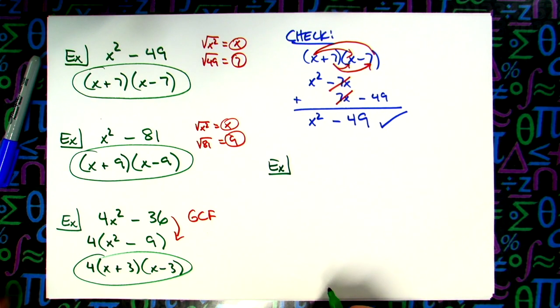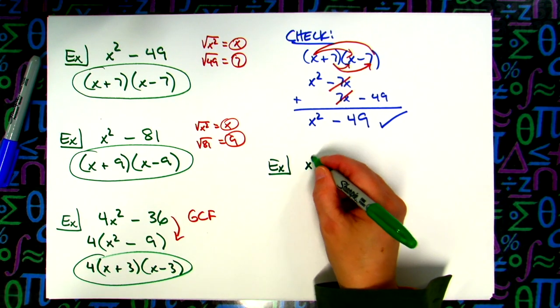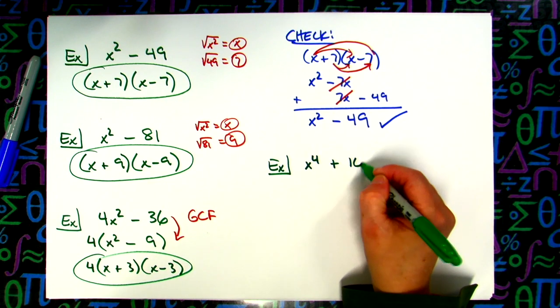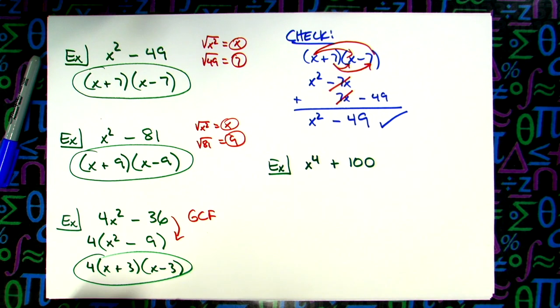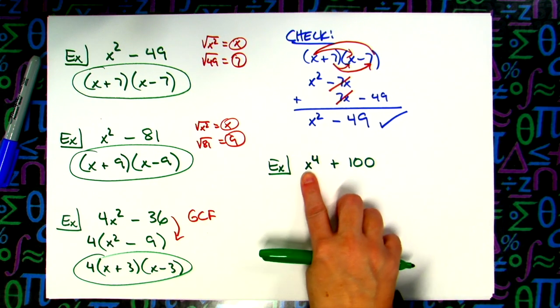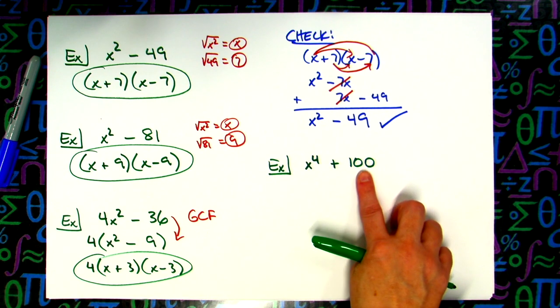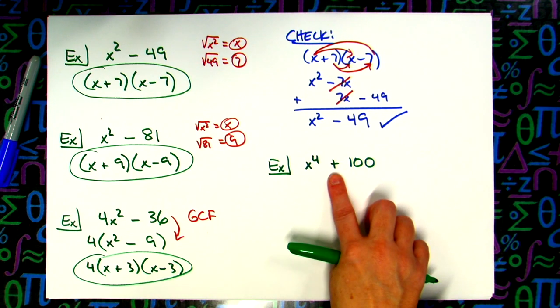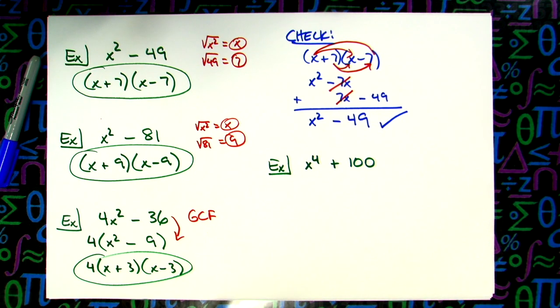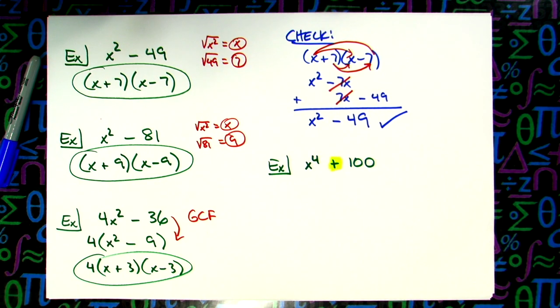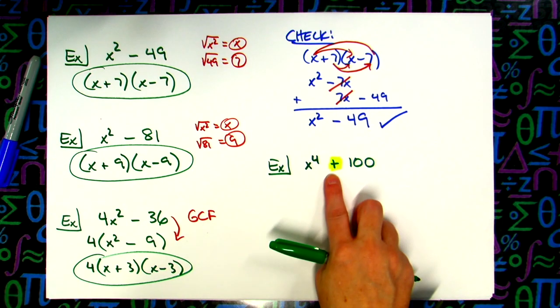Because sometimes they might give you something like x to the 4th plus maybe say 100. Do I have two terms? Yeah. Is x to the 4th a perfect square? Yeah, because the exponent is even. So yes, it is. Is 100 a perfect square? Yes. But do I have a minus sign? No. All right, so because I don't have a minus sign, because that is a plus, I cannot factor that. That is not the difference of two squares because it's a sum.